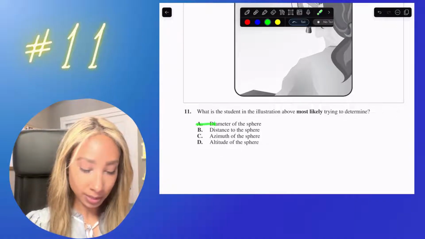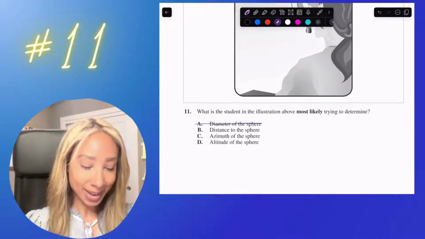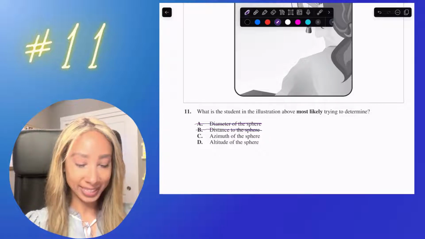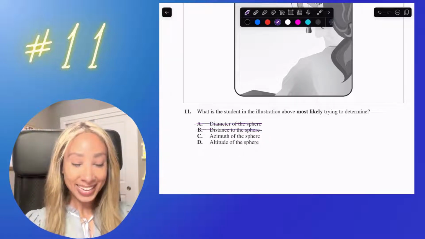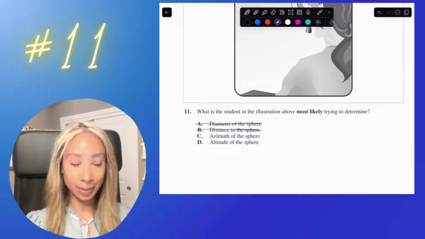So we know it's not the diameter of the sphere. She probably wouldn't need that tool. She'd probably be trying to figure out the radius or the circumference of the sphere. Distance and diameter are pretty related, so we can cross off B. Now we need to go back and think about what we were learning about in that previous question.